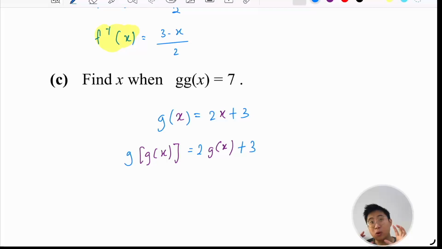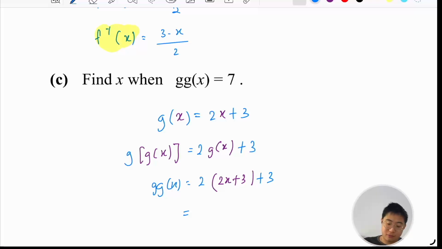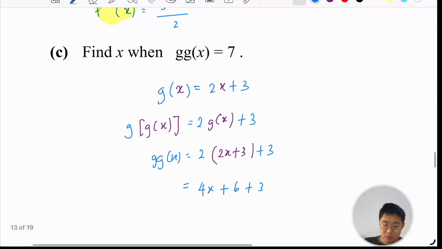And you can see even until question 4, question C, they're still following the same rules that I teach. So we can sub in what g(x) is. We should know what that is, right? g(x) equals, let's sub in 2x plus 3. So 2 times (2x plus 3) and then plus 3. Okay, we can expand it. You'll have 4x plus 6 plus 3. So that is 4x plus 9.